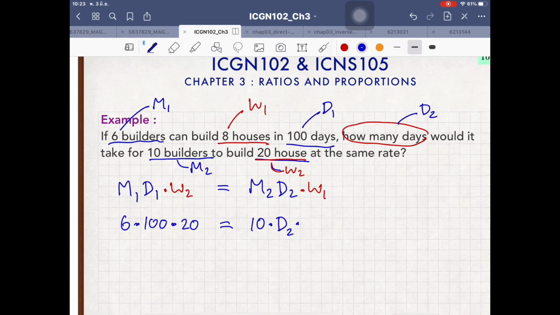And then multiply with W1. W1 will be from the first situation. Here, we want to build 8 houses. So just multiply by 8. All right, and then you can just solve for D2. Okay, so now you just move 10 and 8 to the left side. So D2 will become 6 times 100 times 20 divided by 10 and 8.